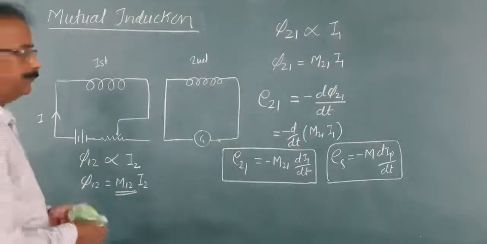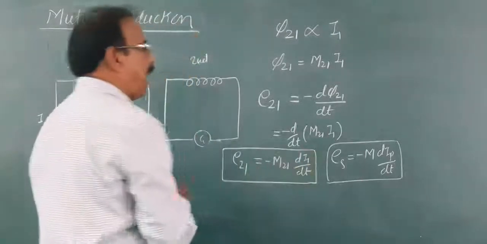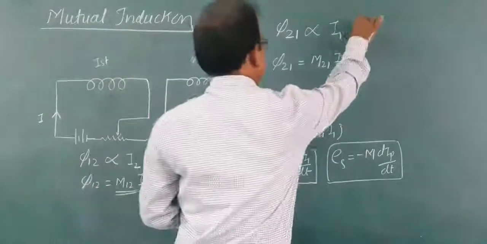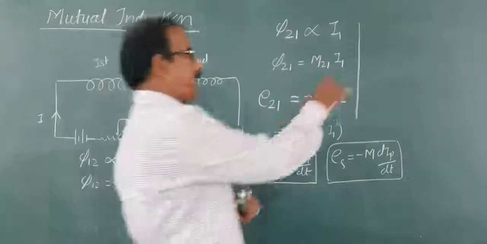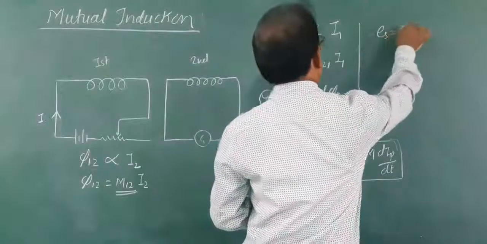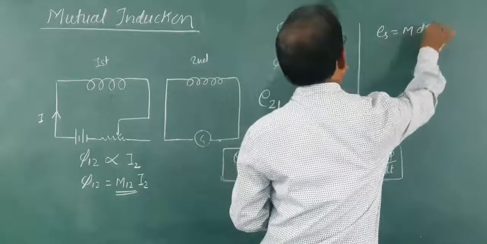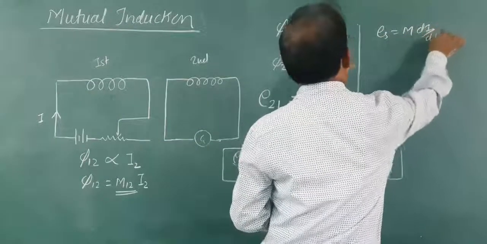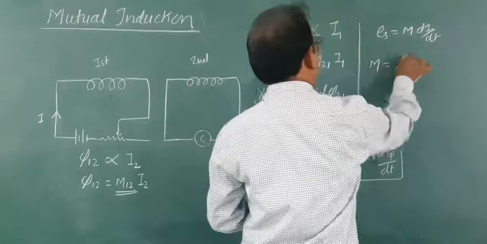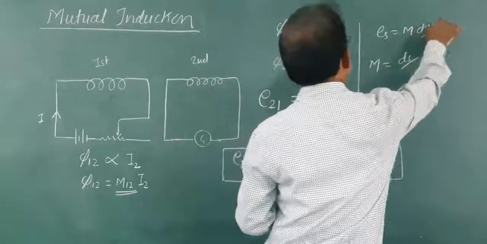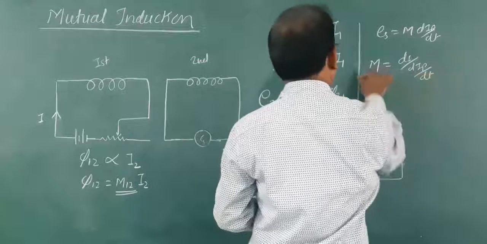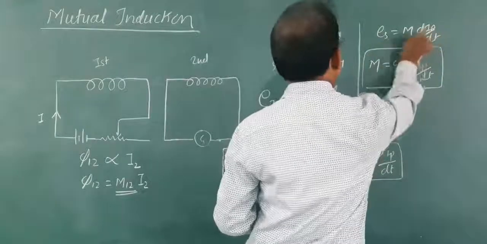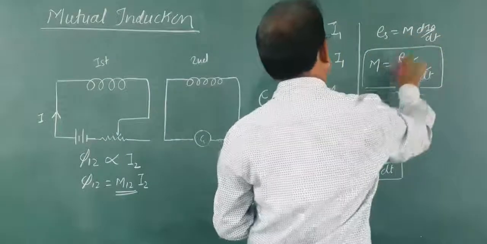Here, in magnitude, we can write this equation like this: ES equal to M times dIP by dt. From this we can write M equals ES upon dIP by dt.